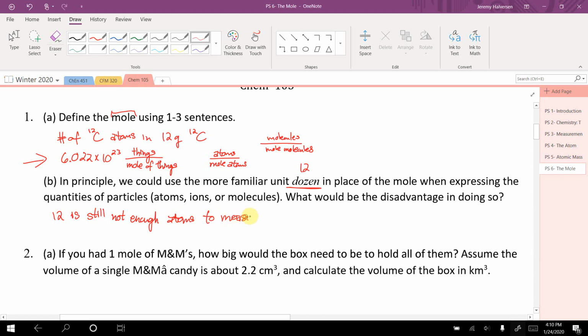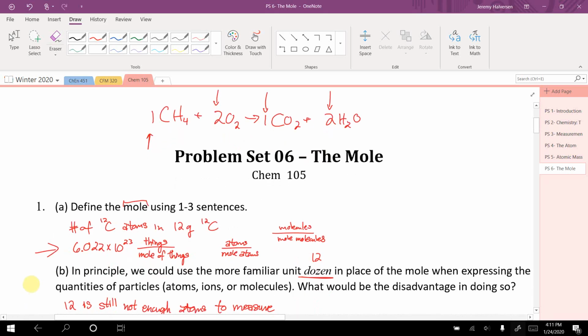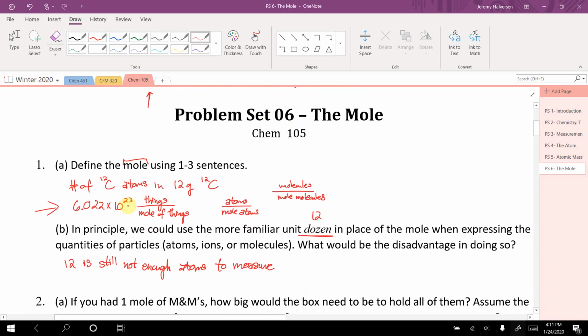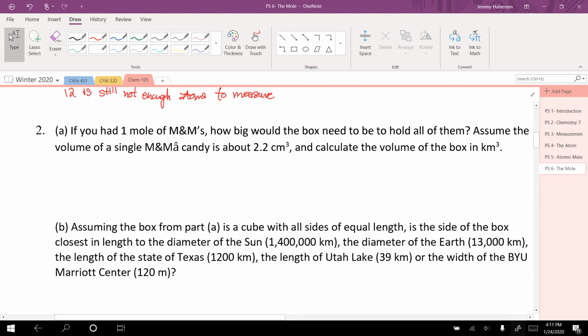So, right, so 1 mole of carbon is 12.011 grams. That's very small, even still. And so even when we have a 10 to the 23rd of the thing, it's still pretty small. So a dozen would be way too small.